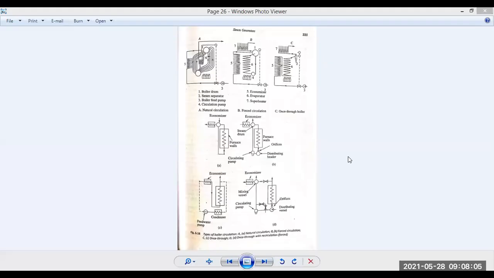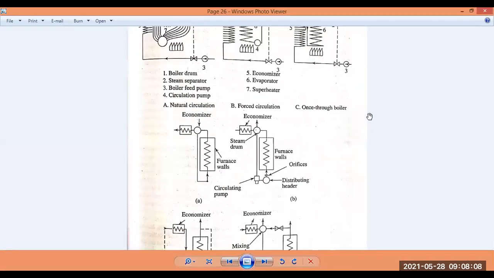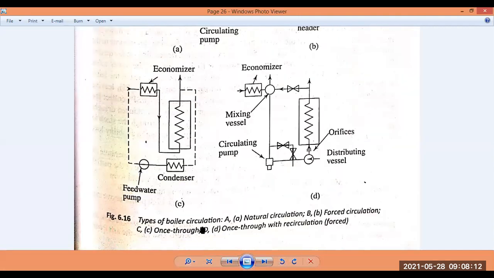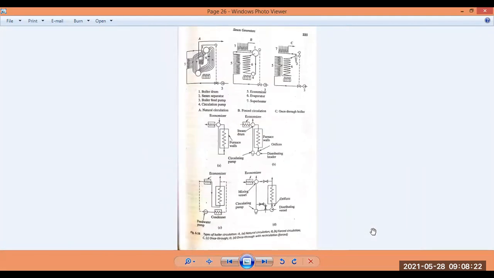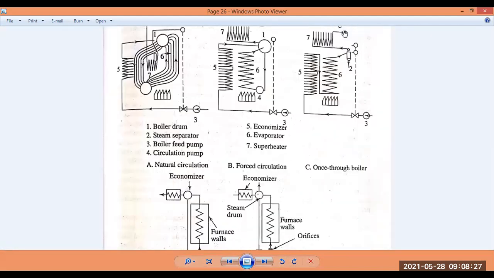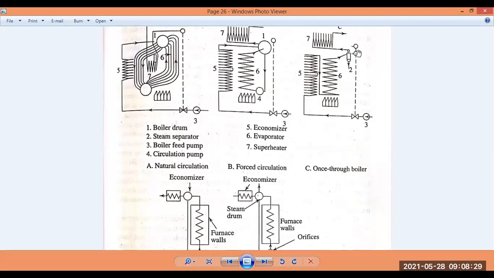Here are the different sketches of water tube boilers. You see the types of boiler circulation of water: natural circulation, forced circulation, and once-through, and once-through is forced recirculation. It is like this. Now here, it is the type A boiler. This is natural circulation.